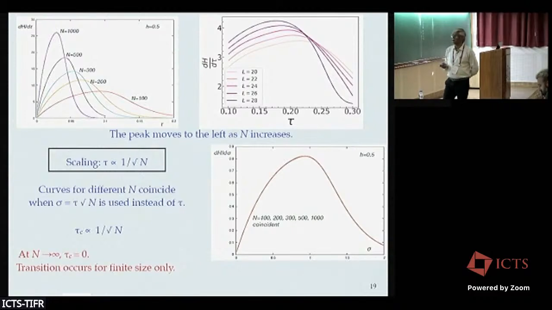And one important thing is, as n goes to infinity, tau c becomes 0. So that means the transition we are studying exists only for finite size. In the thermodynamic limit, there is no transition, and there will be only volume law in the entire range. There will be no region with area law. So this is all for the transverse field 0.5, which is in the region of ordered ground state.